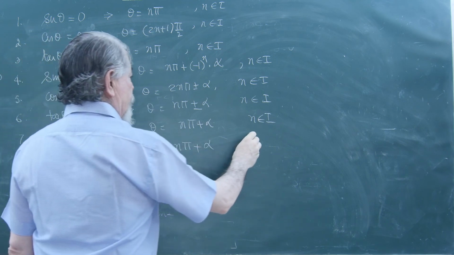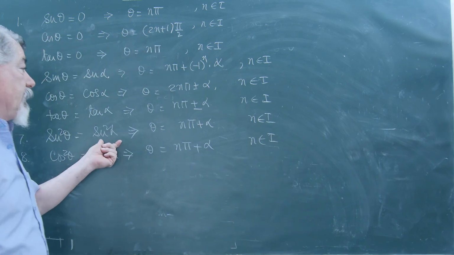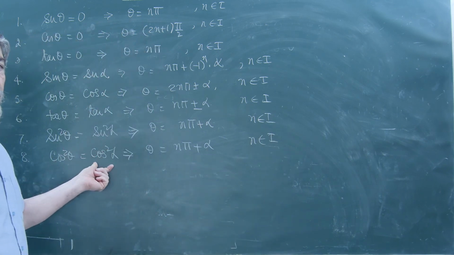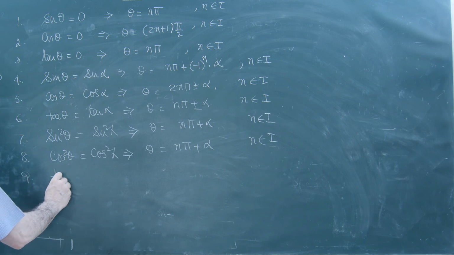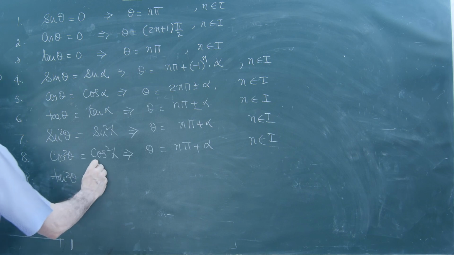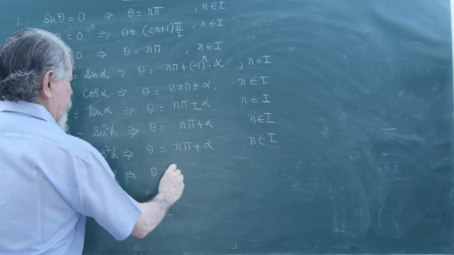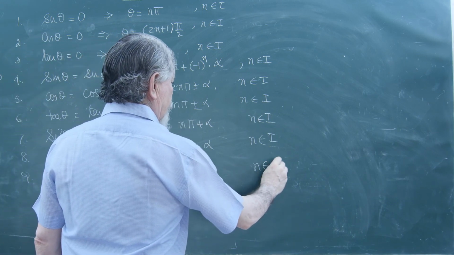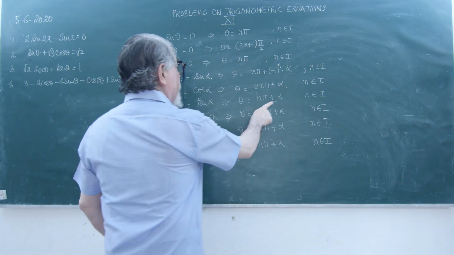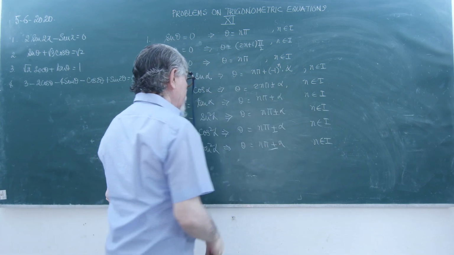For all of them it was the same solution, whether it was sine square theta is equal to sine square alpha, or cos square theta is equal to cos square alpha, and the ninth was tan square theta is equal to tan square alpha. Then it implied theta is equal to n pi plus minus alpha, where n belongs to set of integers.